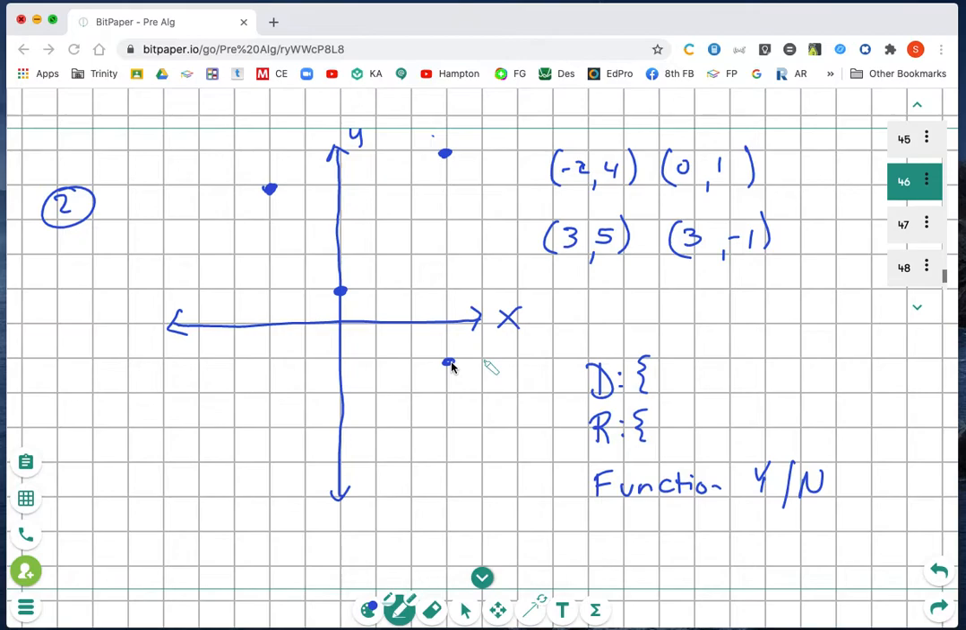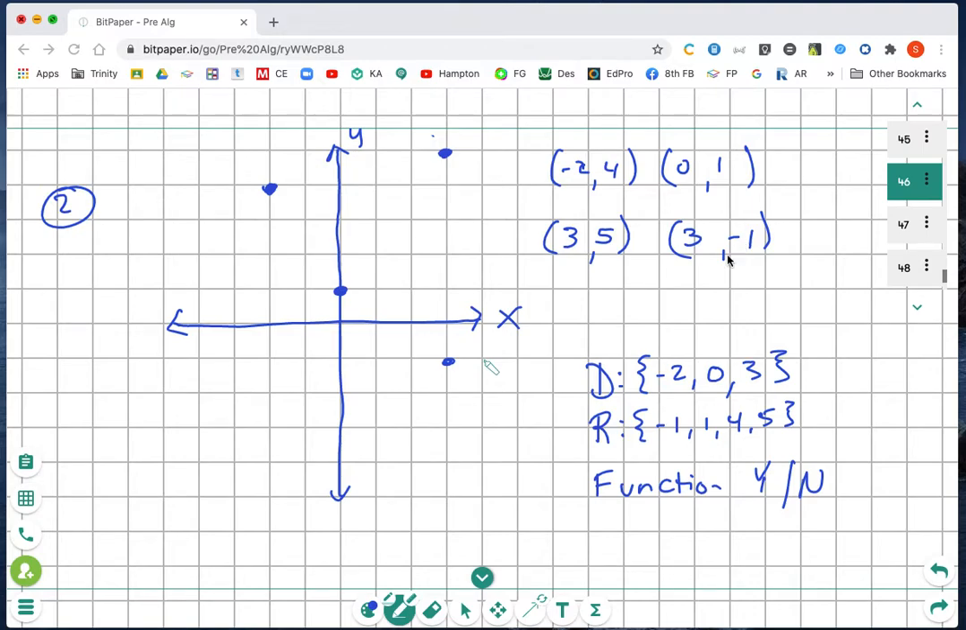Now again, we're going to take a look at what our domain is. For our domain, we're going to look at just the x's and put them into least to greatest order. So we have -2, 0, 3. Notice that even though I have 2 3's here, I only write it one time in the domain. Now I'm going to look at the ranges, and I'm going to do least to greatest. So the range is going to be -1, 1, 4, 5.